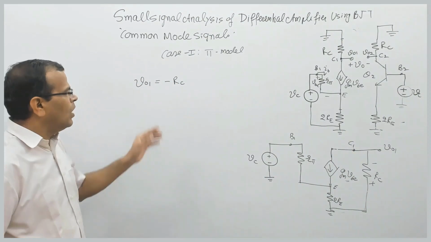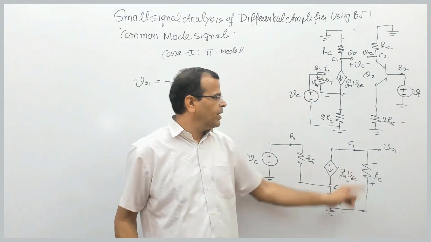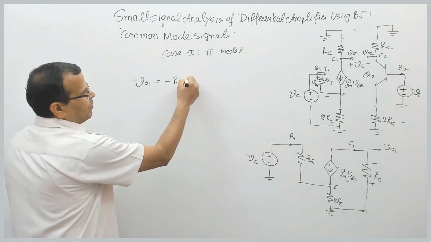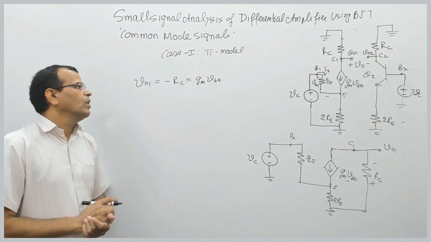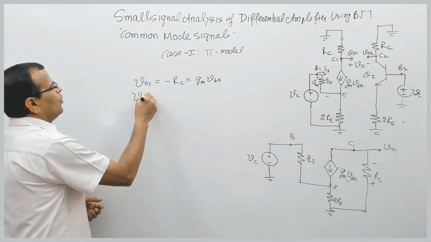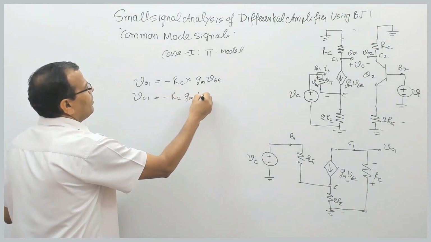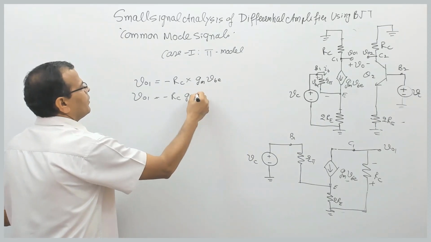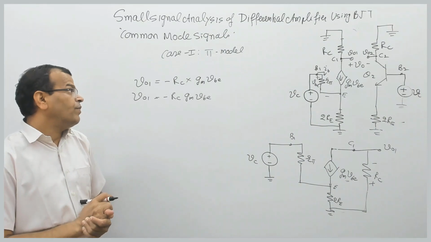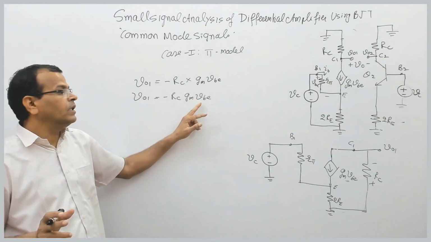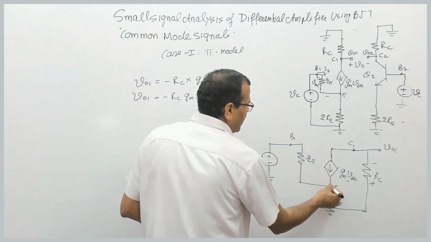Fine. So the output voltage of this circuit: this current will be passing through RC and going up here. So minus RC multiplied by gm into VBE. That is your output voltage, minus RC gm into VBE. Right? This is what you have. But I need to find voltage VBE in terms of VC. How to do that? You see carefully at this point.